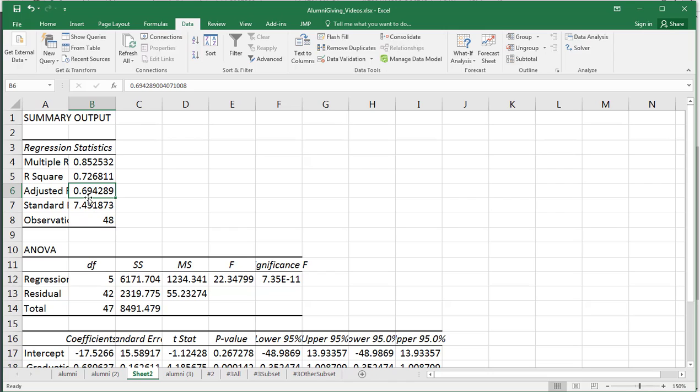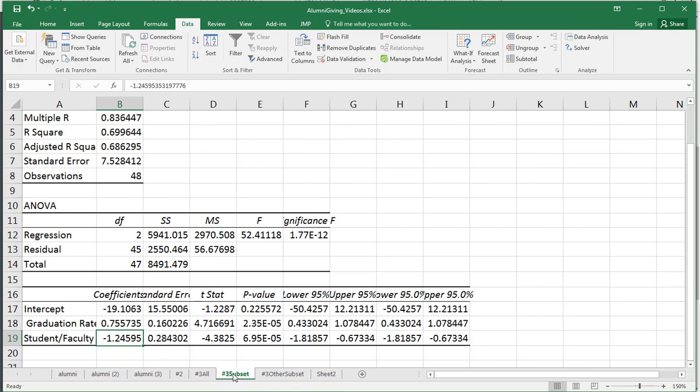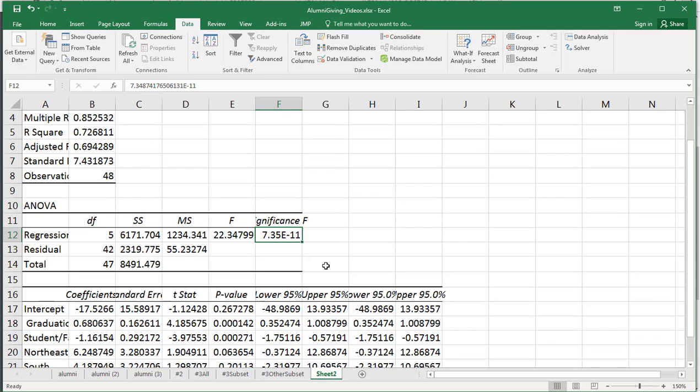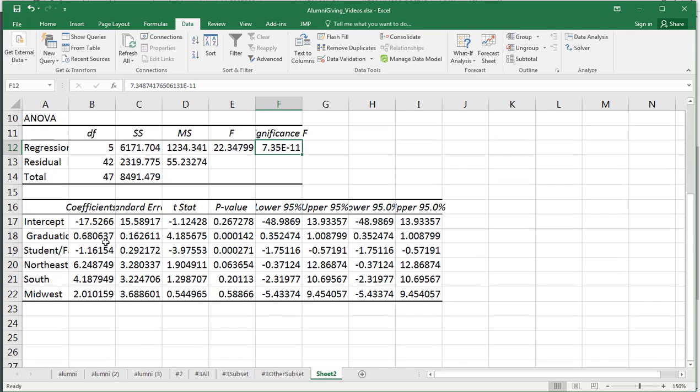So we see that the adjusted R squared did go up a bit. So it was 68.6%. Now we're at 69.4% for adjusted R squared. Overall, the model is statistically significant. And now we can look at each individual independent variable. Graduation rate has a small p-value. It is statistically significant. Student-faculty ratio is still statistically significant.